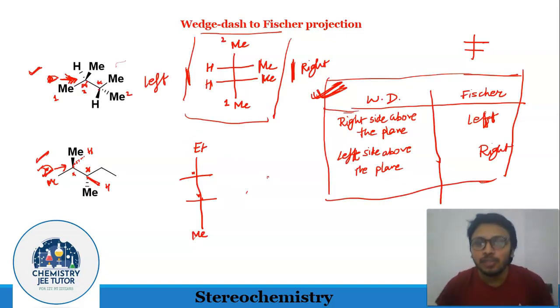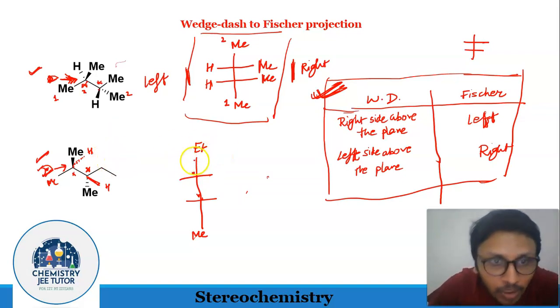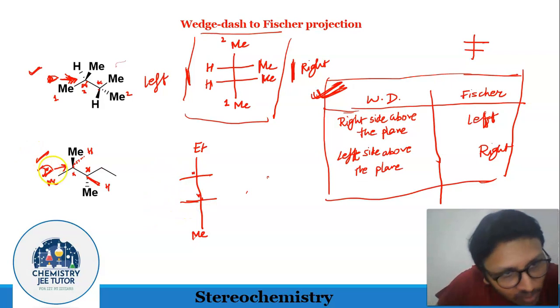Whenever we don't have a substitution, we write the group that is there. We don't write it as CH2 and hydrogen, then again methyl. We directly write ethyl. Okay, let us see then. Let us apply our rules.